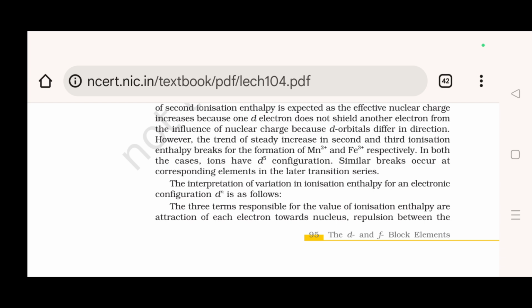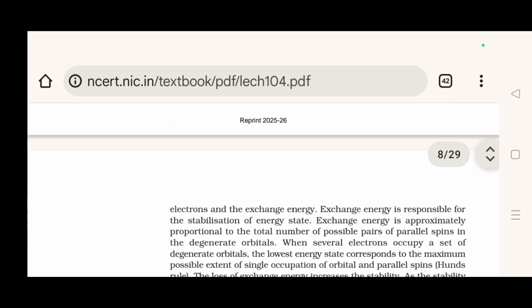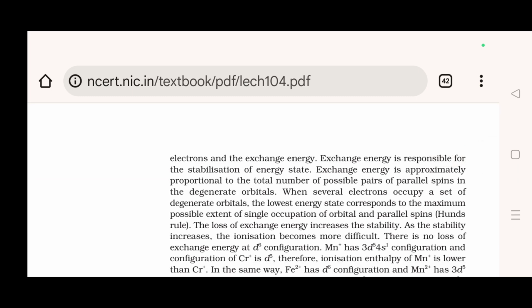The three terms responsible for the value of ionization enthalpy are attraction of each electron towards the nucleus, repulsion between the electrons, and the exchange energy. Exchange energy is responsible for the stabilization of the energy state. Exchange energy is approximately proportional to the total number of possible pairs of parallel spins in the degenerate orbitals. When several electrons occupy a set of degenerate orbitals, the lowest energy state corresponds to the maximum possible extent of single occupation of orbitals and parallel spins.